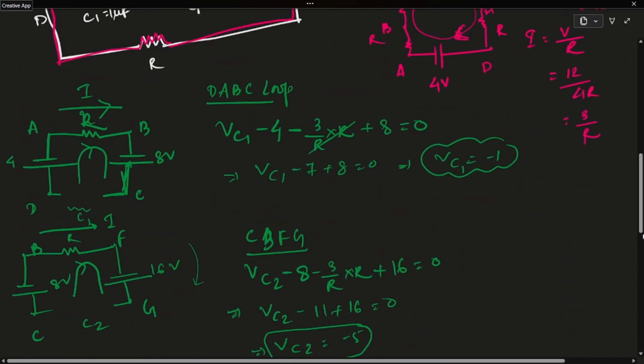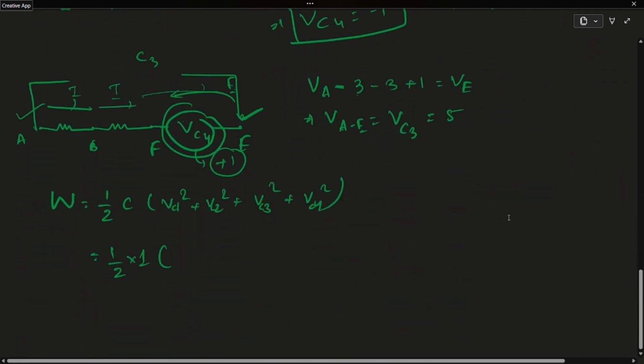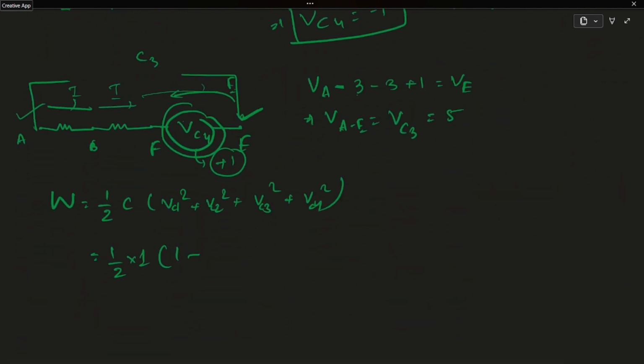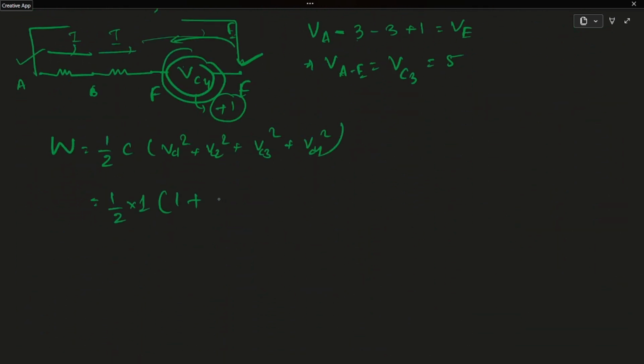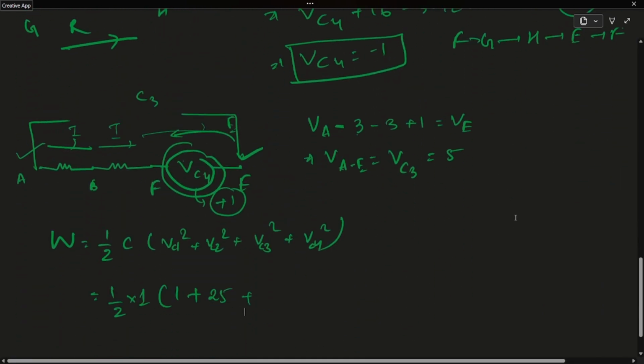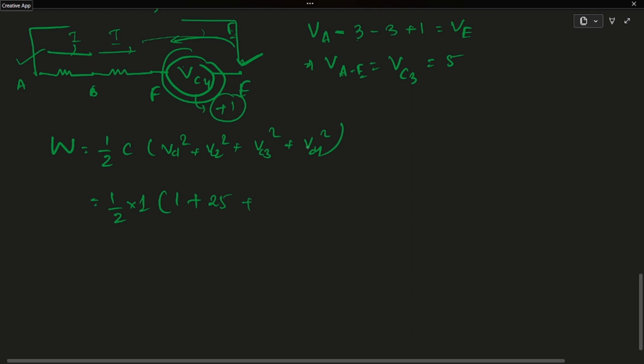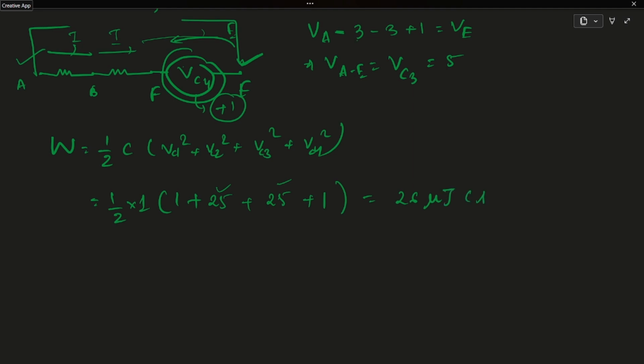VC1 is minus 1, so minus 1 square is 1, plus VC2 square, which is minus 5 square, 25, plus VC3 square, VC3 is 5, so this will be 25, plus VC4, which is minus 1 square, is 1. So 25 plus 25 is 50, 52 divided by 2, 26 microjoule, the total energy.